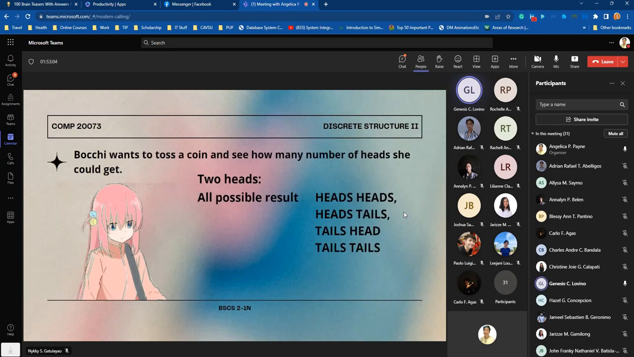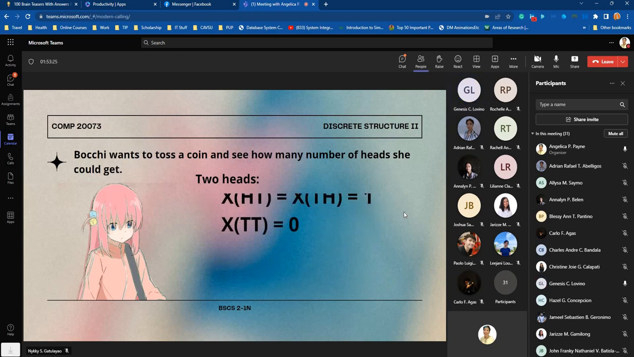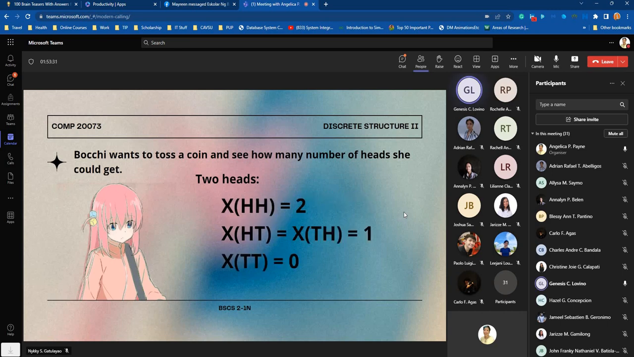Ayan. If we want to flip 2 coins, ang possible results natin would be heads, tails, heads, and tails. So our sample space would be HH, HT, TH, TT. So our random variable functions would be like this. Makikita natin na X of HH is equals to 2, X of HT is equals to X of TH equals siya sa 1, kasi parehas silang isa yung heads. And then lastly, yung walang heads, which X of TT is equal to 0.